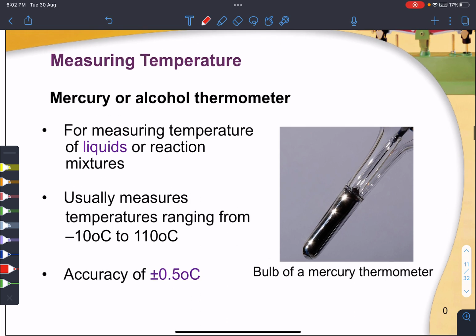So you don't even use a mercury thermometer anymore. You use a thermometer that looks something like that, but the chemical inside is, I think, thallium or something else. Yeah.